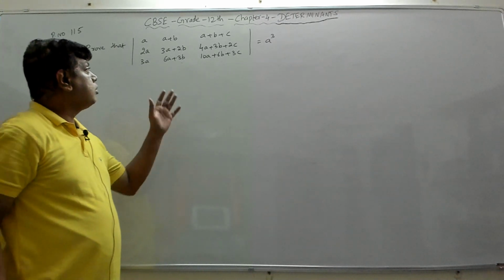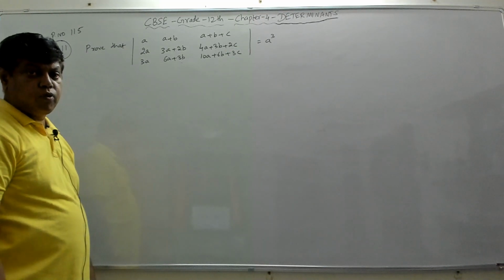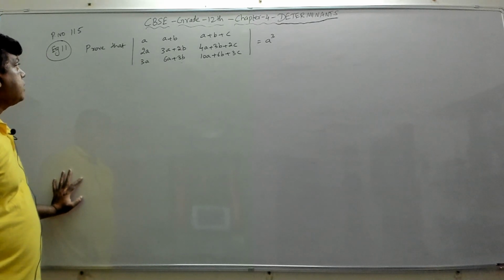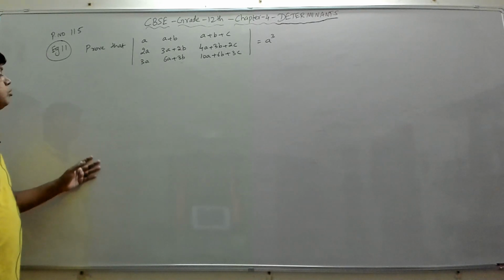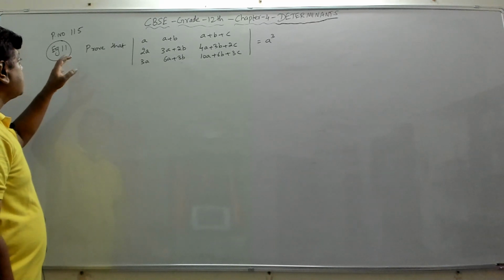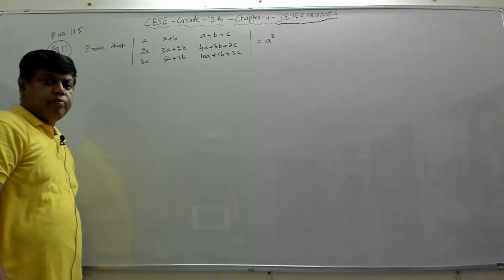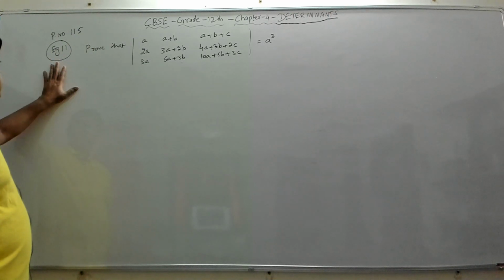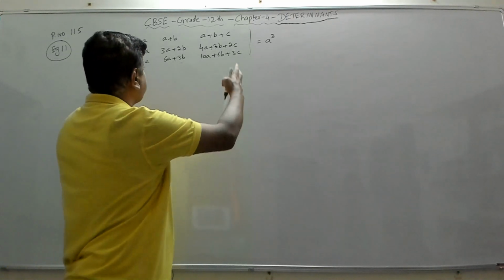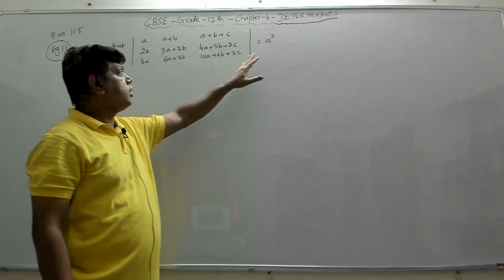In this video, we'll continue with the chapter Determinants, which is the fourth chapter from your 12th standard CBSE Mathematics. I will continue from example 11, which is on page number 115 in your textbook. Example 11 is to prove that the value of this determinant is equal to a cube.